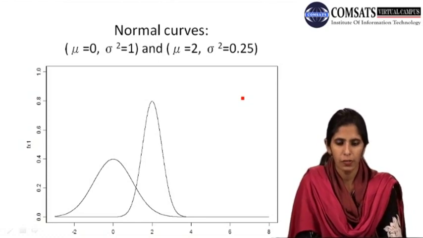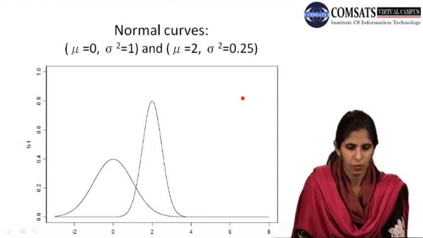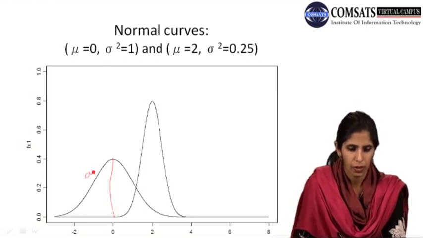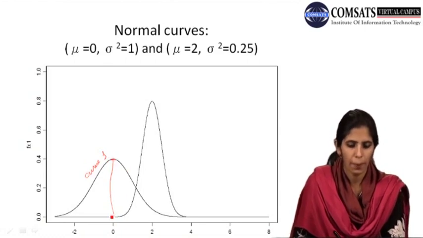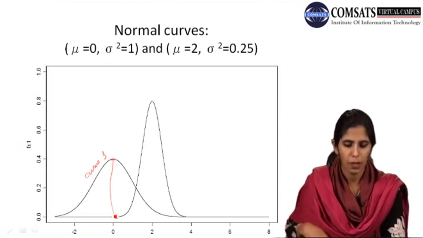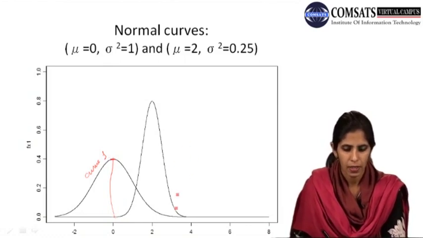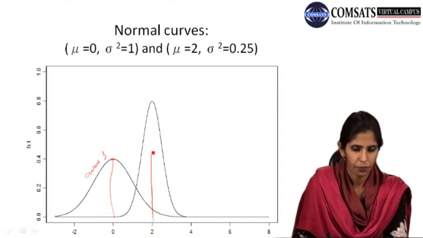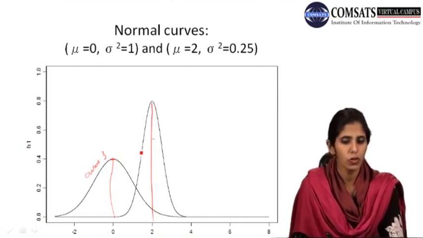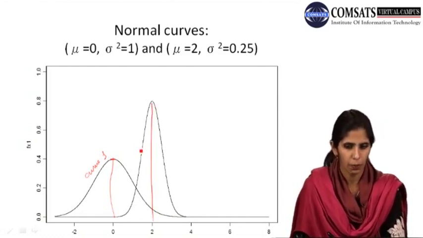Now in the first curve, when mean is equal to 0 and variance is equivalent to 1, in that case we have this curve, which we are measuring as curve 1, where our mean is 0. When mean became 2, in that case the entire curve has been shifted, but variance is reduced from 1 to 0.25.